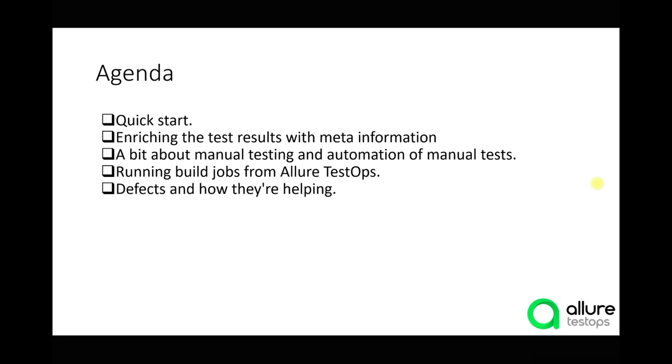Then we will talk about the defects, how they're helping people to save time again, and how we manage the life cycle of the defects based on the life cycle of an issue, for example, in some issue management system. And we will talk about dashboards, analytics, and widgets that are in Allure TestOps and how we use them and how they could help people to understand what is happening.